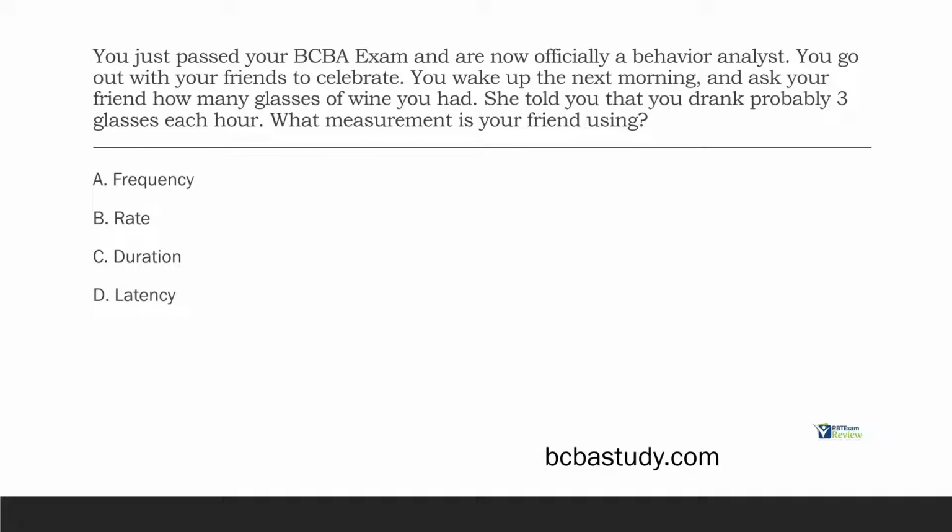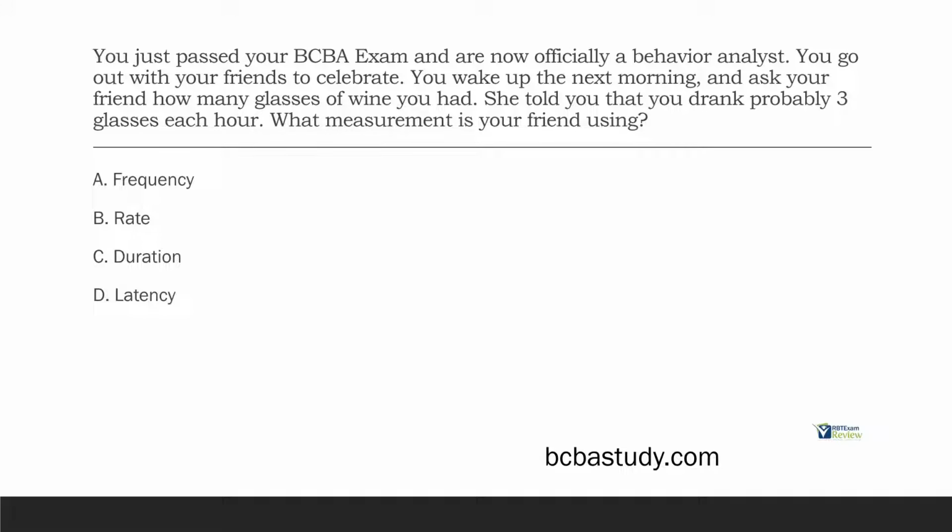So in this case, what is the question asking? Let's start there. They're asking about the measurement, and specifically the measurement your friend is using. What the test will try to do is throw a lot of different people and stimuli into the question to confuse you. You always want to narrow down exactly who we're talking about and what we're talking about. So we're talking about the measurement your friend is using. Your friend told you that you drank probably 3 glasses each hour. So 1, she's counting how many glasses you had, and 2, she's adding a time component to that amount.